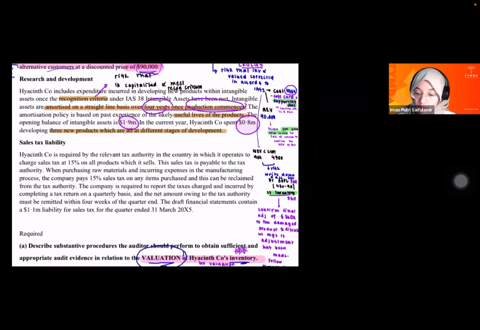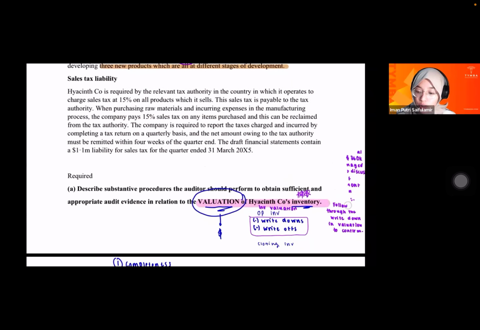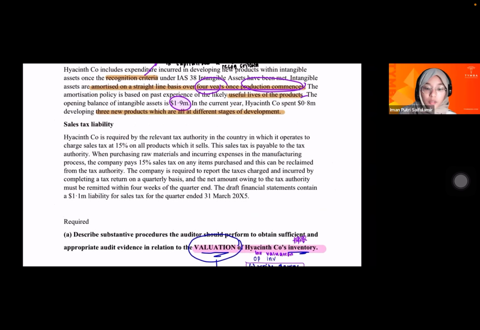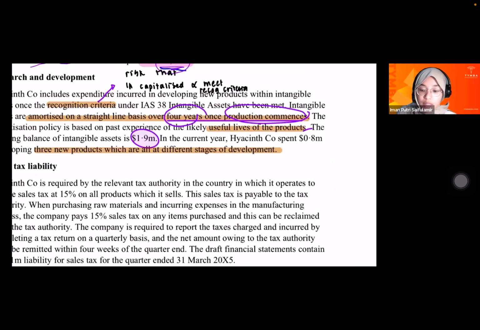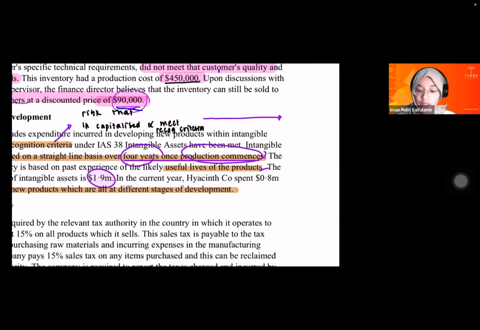Risk that the intangible asset capitalized does not meet the recognition criteria. So we can do a few substantive procedures to address this risk, to reduce this risk. Okay, hold on, let me just erase this. On this risk, there are a lot of things that you can talk about in regards to the recognition criteria.